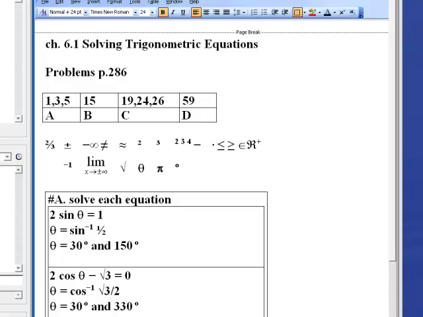Reference angle is 45 degrees, but we're going to be in the second quadrant where the tangent is negative, so it's 135, and we're going to be in the fourth quadrant where the tangent is negative, so it's 315 degrees. At this point, I'm going to go over to the graphing calculator and check these solutions. So keep these in mind here: 30, 150, 30, 330, 135, 315 degrees.